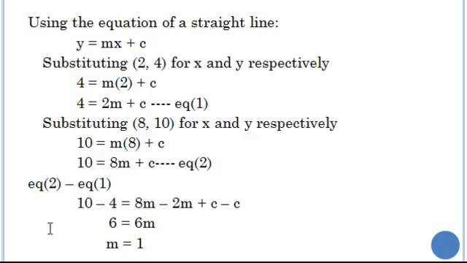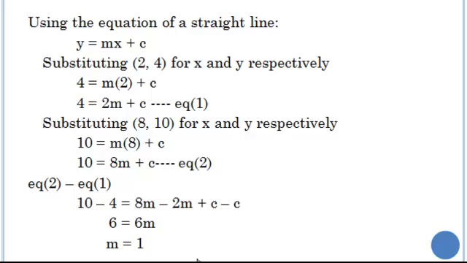So let's look at it. Equation 2 minus equation 1 gives us 10 minus 4 equal to 8m minus 2m, plus c minus c. Now the c's are going to cancel. c minus c is 0. And that leaves us with 6 = 6m, so m = 1.